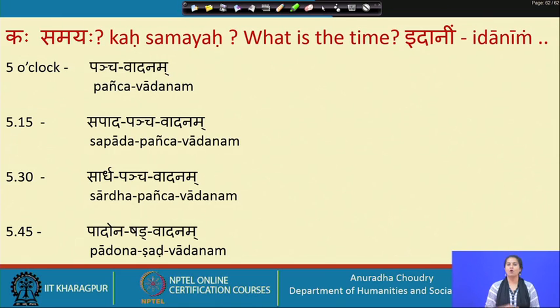Next, if it is 5:15. So the Sanskrit word for quarter is pada, which normally refers to the foot or the leg, but it can also mean a quarter. So, sa pada pancha vadanam. Sa in Sanskrit means with, pada is a quarter. So, sapada pancha vadanam. Kaha samayaha? Idanim sapada pancha vadanam. Uttamam.